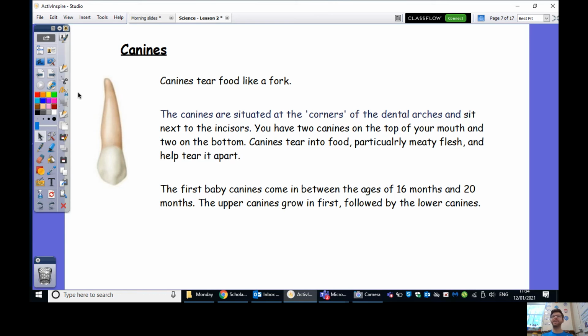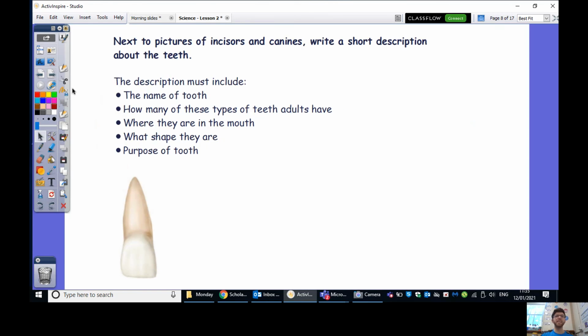Now, these come through slightly later in a baby's mouth, around the ages of 16 to 20 months. So sort of between 1.5 to kind of 2 years, they will start coming through. So the upper ones will come in first because they sort of give you the most grit, and then will come the lower canines.